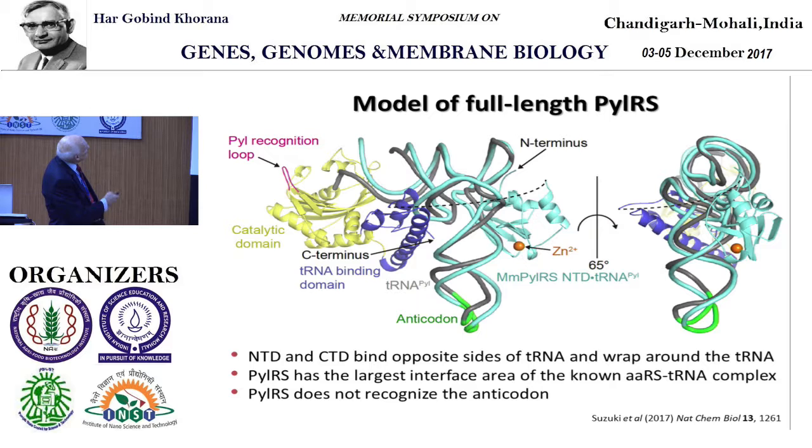So the N-terminus binds here, the C-terminus binds here, and somewhere in between there are another 150 amino acids between the N-terminus and C-terminus. So it looks as if the synthetase wraps around the tRNA. It's totally different from any other amino acid synthetase-tRNA complex. It has the largest interface area of known synthetase-tRNA complexes, and you can see, of course, that pyrrolysyl synthetase does not recognize the anticodon, which is a godsend for all synthetic biologists, because they can then use this for any codon that they would like to do.